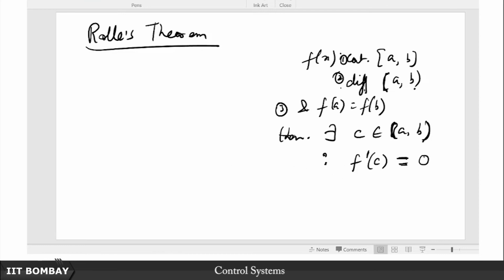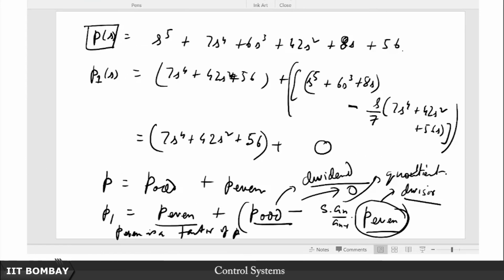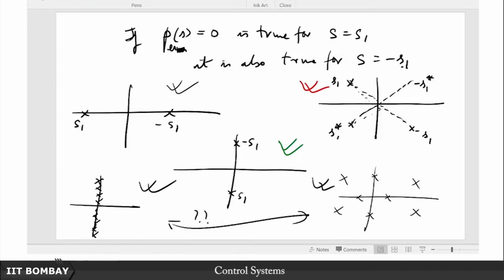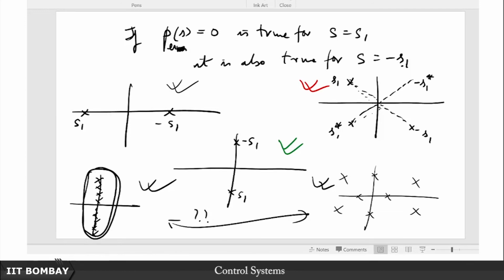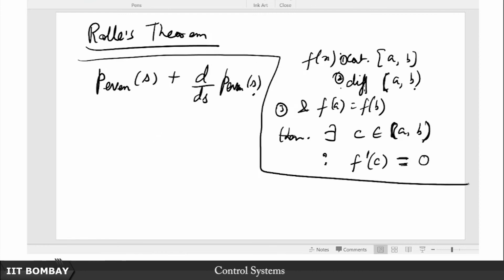How does that help? Well, you see, if the distribution of the roots is in this fashion, all the 8 roots are on the imaginary axis, then let's say you have P even(s) plus d/ds of P even(s). What does Rolle's theorem tell me about this? You see, this is the interesting bit.